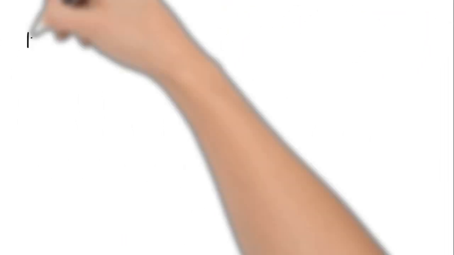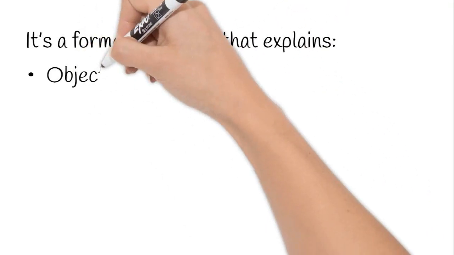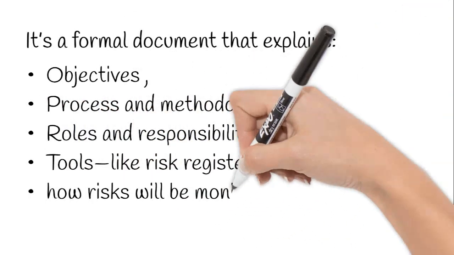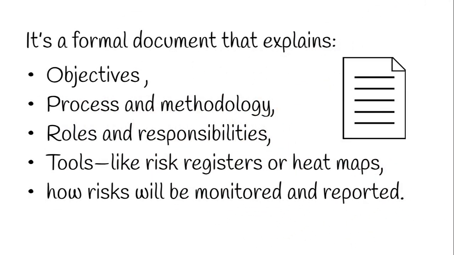Now, what exactly is a risk management plan? It's a formal document that explains the objectives, process, roles, tools, and reporting methods for managing risk. Think of it as the blueprint that keeps your team aligned on how risks will be handled.